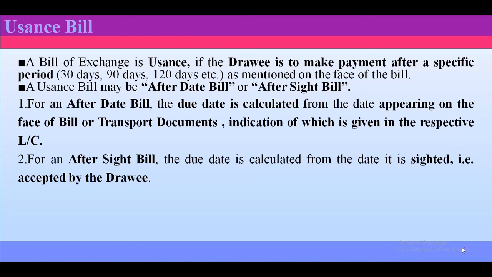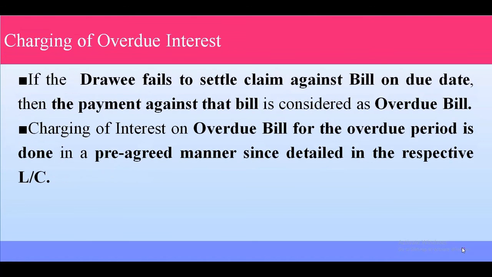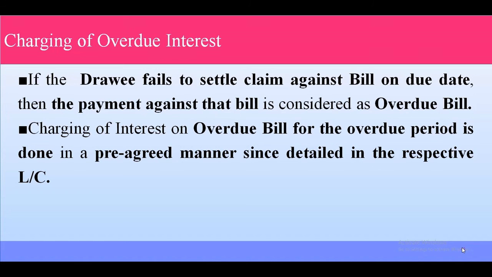For an after-sight bill, the due date is calculated from the date it is sighted, i.e. accepted by the drawee. Charging of overdue interest. If the drawee fails to settle the claim against the bill on the due date, then the payment against that bill is considered an overdue bill. Charging of interest on an overdue bill for the overdue period is done in a pre-agreed manner as detailed in the respective letter of credit.